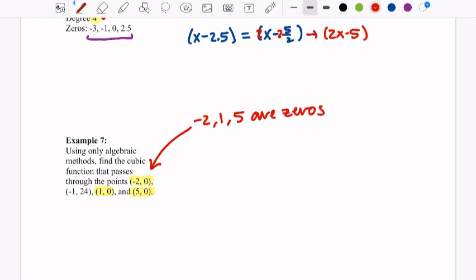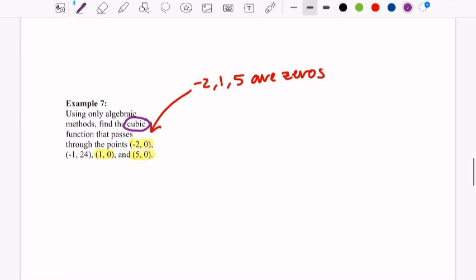I also know that since we're trying to find a cubic function, the cubic function should have 3 zeros. So if I write my polynomial right now with what I have, f of x equals, I have x plus 2 as a factor, x minus 1 as a factor, and x minus 5 as a factor. You might be thinking, we're good to go, let's circle it and move on. Not quite. We also were told another point. Also, we don't have any sort of leading coefficient on our polynomial, and I want to make sure that my polynomial goes through this other point, -1, 24.